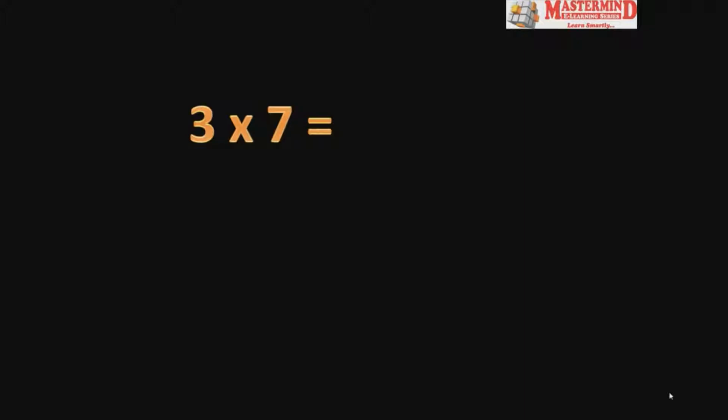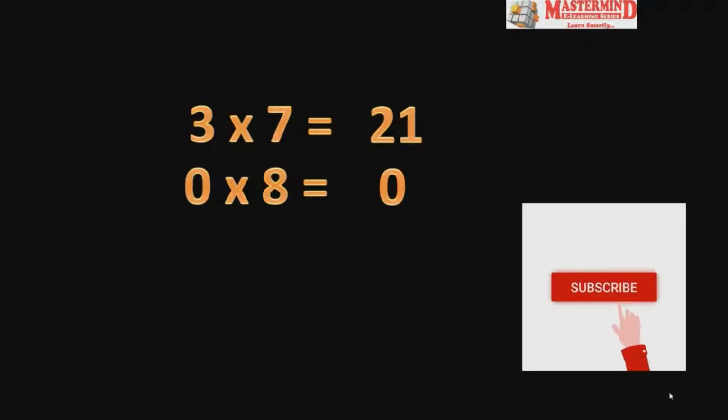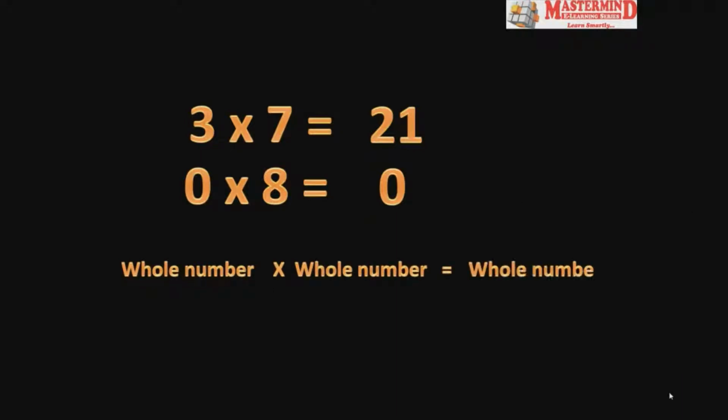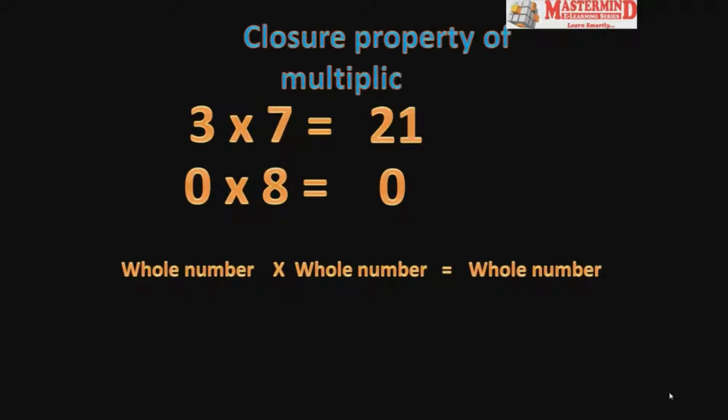Now, if we multiply two whole numbers, say 3 and 7, 3 7s are 21. Let's take one more example. If we multiply 0 by 8, 0 times 8 is 0. Now, in both these cases, when you multiply a whole number by another whole number, the product is always a whole number. So what do we say? We say a whole number multiplied by a whole number is another whole number. So this is the closure property of multiplication.